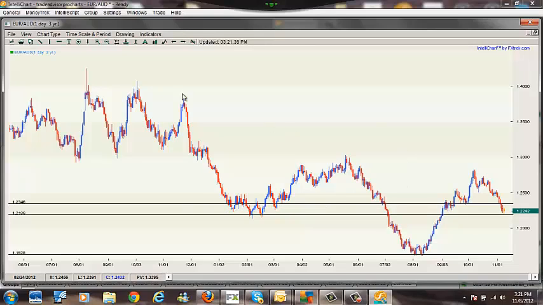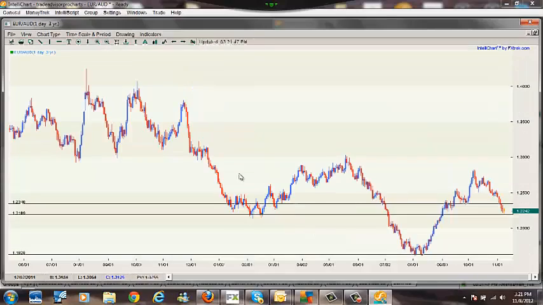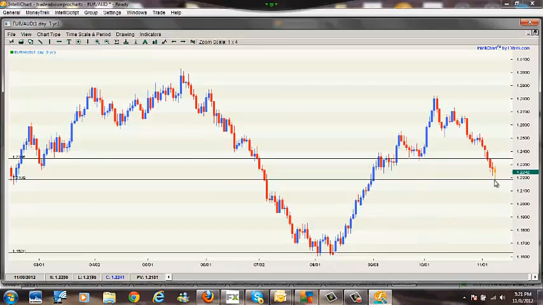So price is currently down. In fact, here, by the way, let me zoom this back. Then we have another key level here, which price just recently hit and is bouncing back up. You can see this candle is working its way back up.